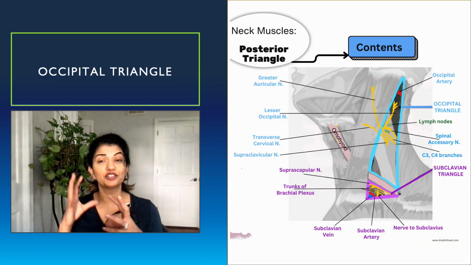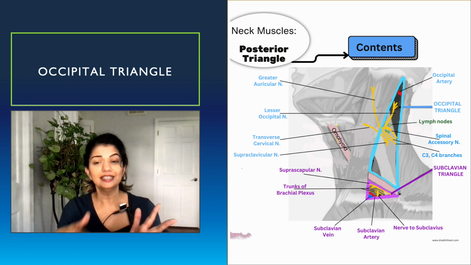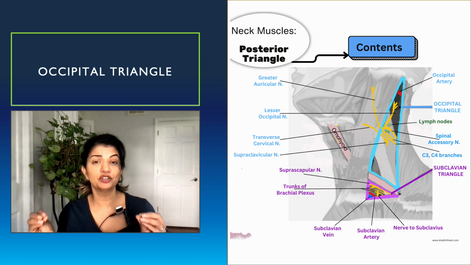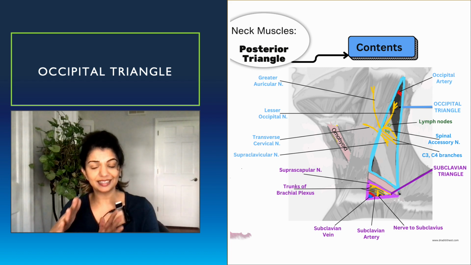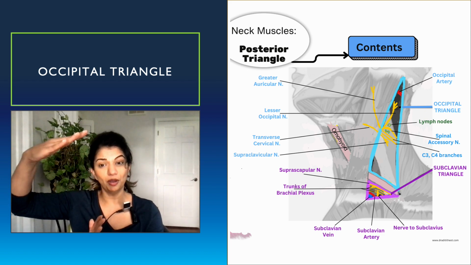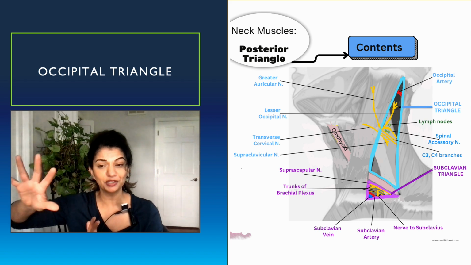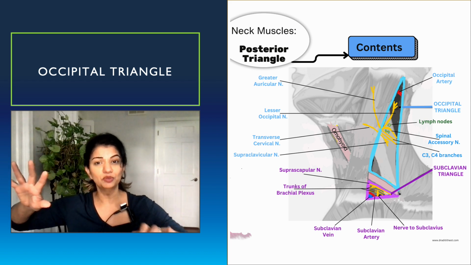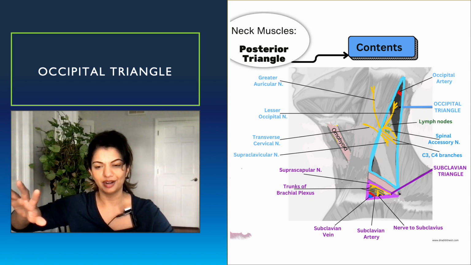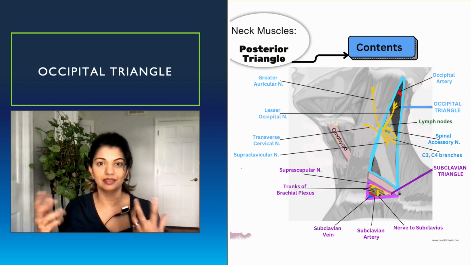So let's review the two triangles that are formed within this posterior triangle, right? You see that pink muscle that's highlighted in the slide? That's your omohyoid, and that is what intersects the posterior triangle and creates a top blue triangle that you see here, which is basically the occipital triangle, and then it creates a smaller triangle at the bottom, and that's called your subclavian triangle. Okay, so these are the two triangles that are formed within the posterior triangle.